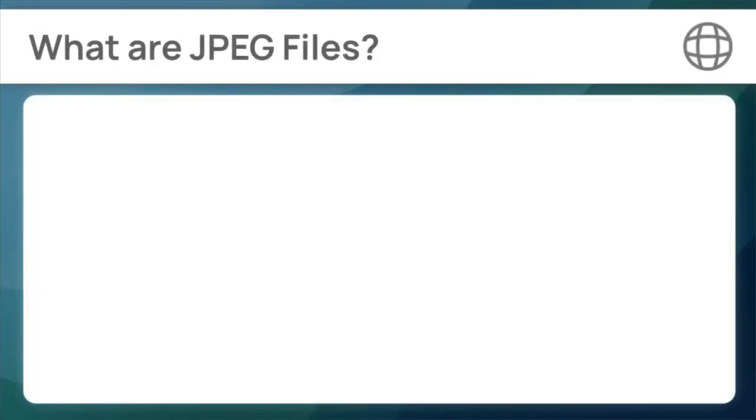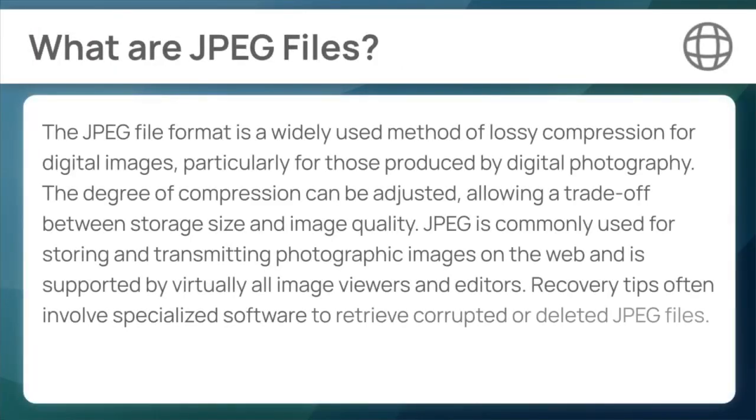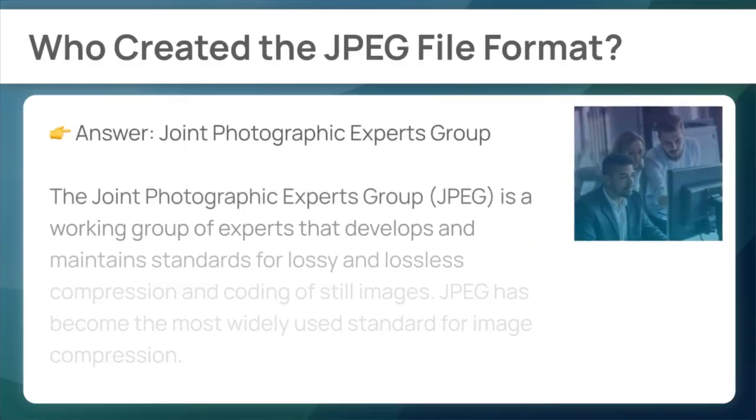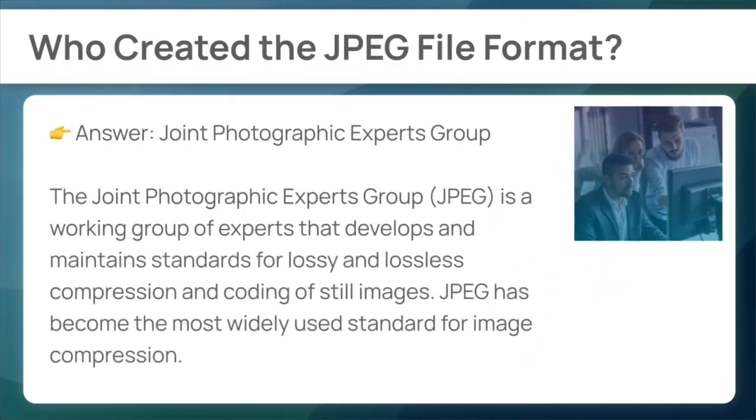The JPEG file format is a widely used method of lossy compression for digital images, particularly for those produced by digital photography. The degree of compression can be adjusted, allowing a trade-off between storage size and image quality. JPEG is commonly used for storing and transmitting photographic images on the web and is supported by virtually all image viewers and editors. Recovery tips often involve specialized software to retrieve corrupted or deleted JPEG files.